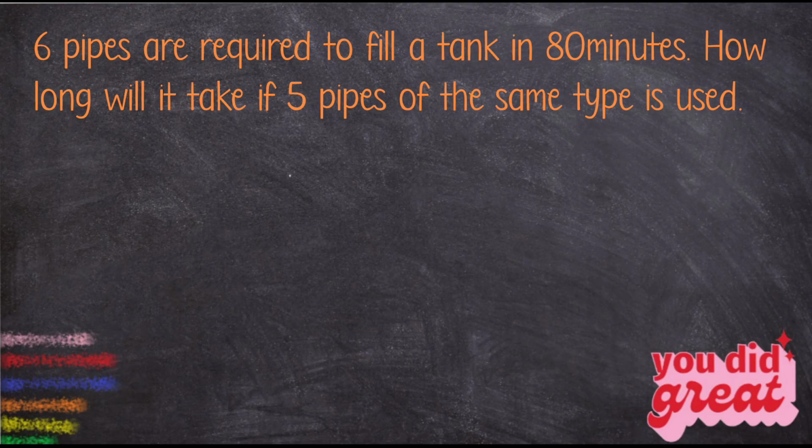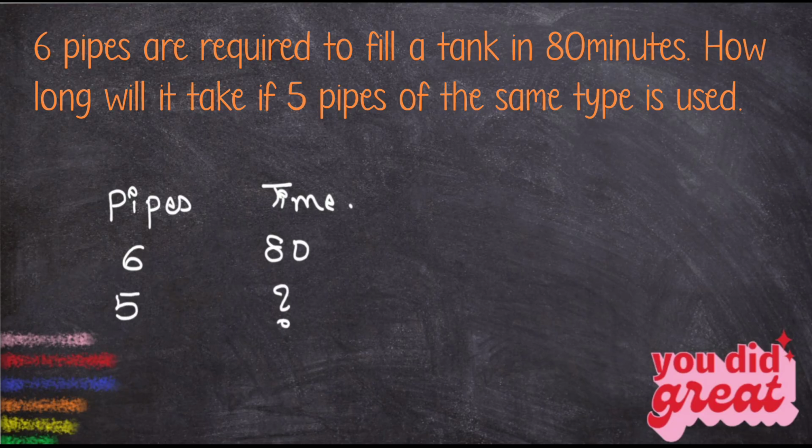Now this is the second question. 6 pipes are required to fill a tank in 80 minutes. How long will it take if 5 pipes of the same type are used? Okay. So as I said, this is a word problem. First write what all things are given. There are, you can see two things, that is pipes and time. Right? How many pipes? 6 pipes. And 6 pipes take 80 minutes. And how long will it take for 5 pipes? So 5 pipes are given, and I need to find the time.